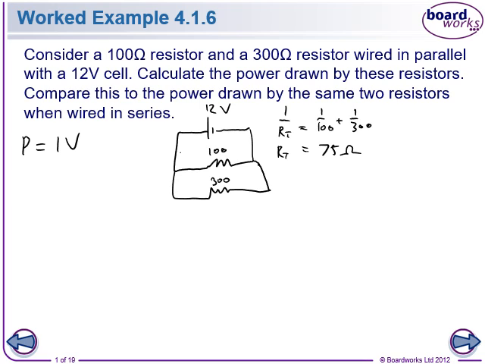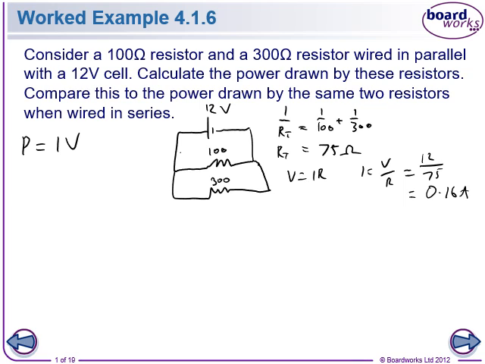So now in this circuit we can find our current. V equals IR, so I equals V on R. Our voltage is 12. Our resistance is 75. So our current is going to be 0.16 amps. Okay, so we've got our current.